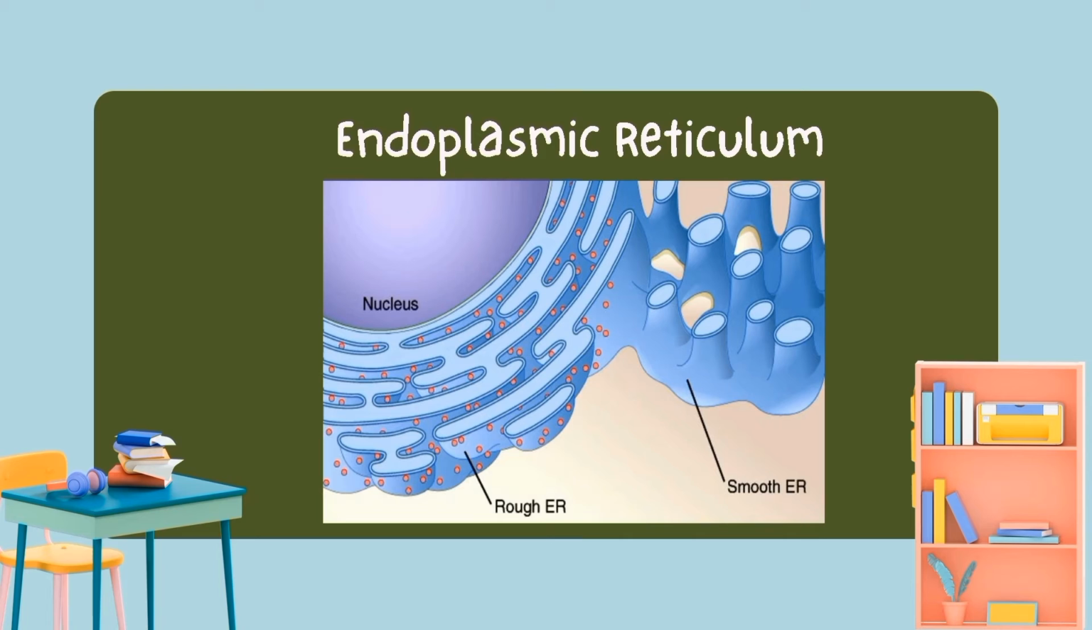On the other hand, the smooth ER is involved in the synthesis of lipids like phospholipids, which are used to build the cell membrane.